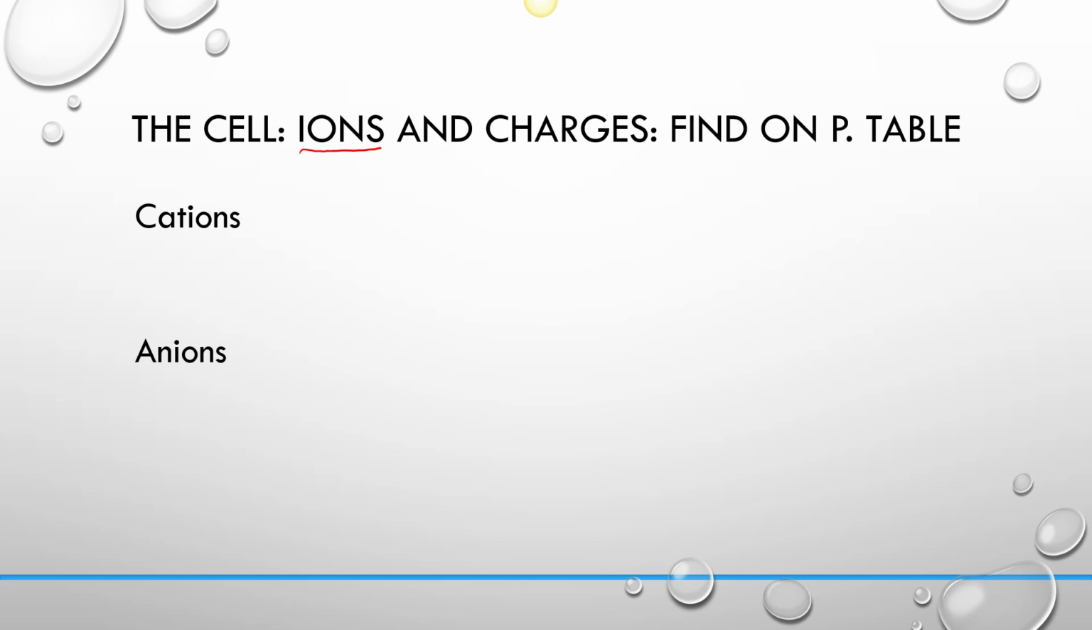Cations have a positive charge. One way that I remember that is I love animals. I'm a crazy cat lady. I actually prefer dogs. But anyways, so cat is in there. Cats make me happy. Cats positive. Cations have a positive charge. Anions have a negative charge.